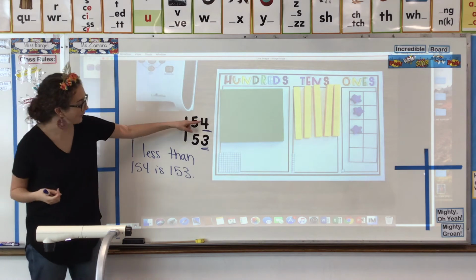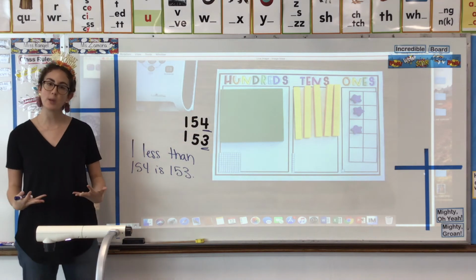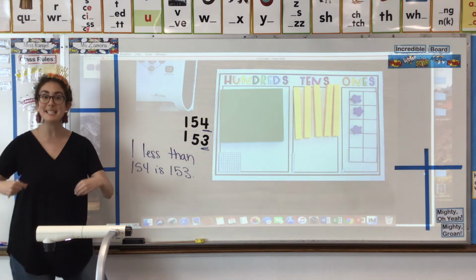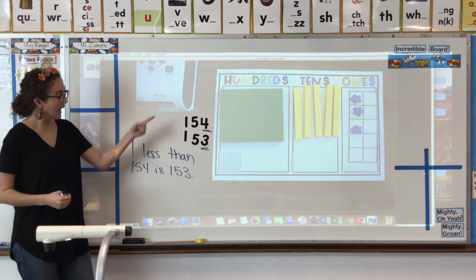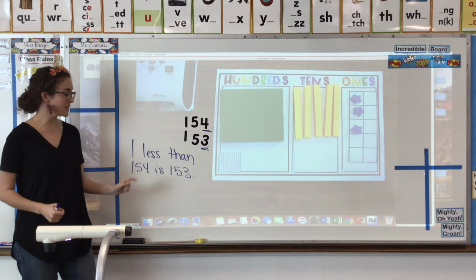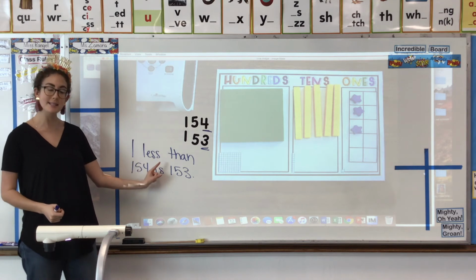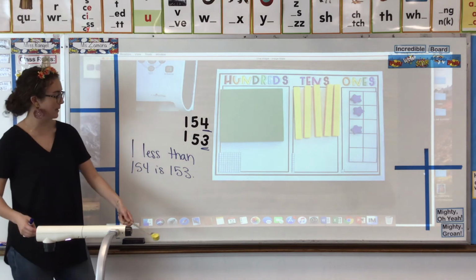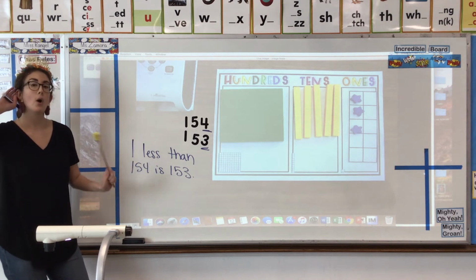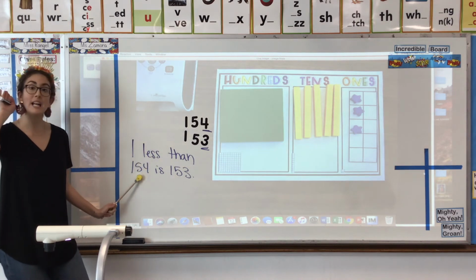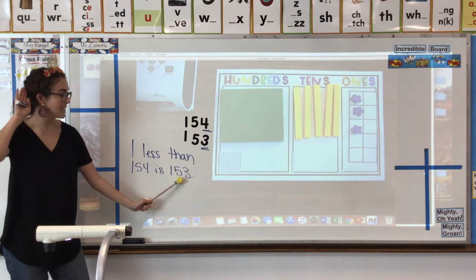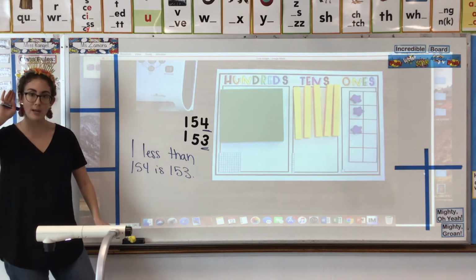We noticed that the change was in the ones place, and we counted down. We got a smaller value. Therefore, the difference between these numbers is 1 less. Can you read this sentence with me? I want to hear you nice and loud. We can say 1 less than 154 is 153.